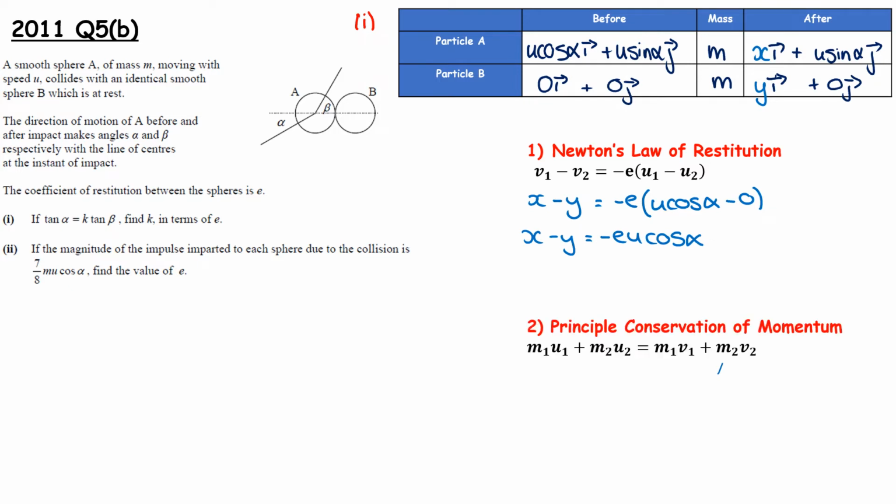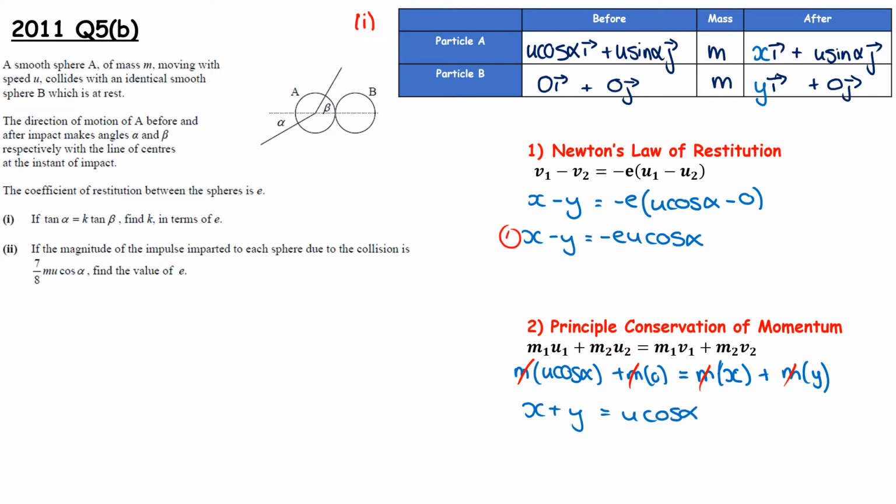Second thing, the principle of conservation of momentum. So m1 u1 plus m2 u2 is equal to m1 v1 plus m2 v2, only putting in the component that changes, in this case the i component. So we get m times u cos alpha plus m times 0 is equal to m times x plus m times y. Our m's cancel and we're left with x plus y is equal to u cos alpha. And that gives us two equations, equation 1 and equation 2. So let's work with them. Equation 1: x minus y is equal to minus e u cos alpha. Equation 2: x plus y is equal to u cos alpha.